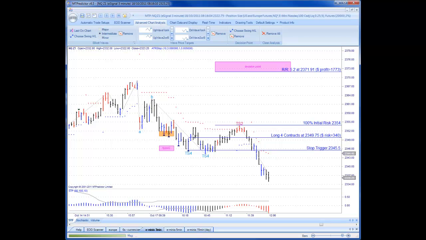Now most amateur traders will look at that and think, whoa, that's not very good at all. However, the professional trader, and this is the big difference between amateurs and professionals, will know that the risk was kept small and under control.